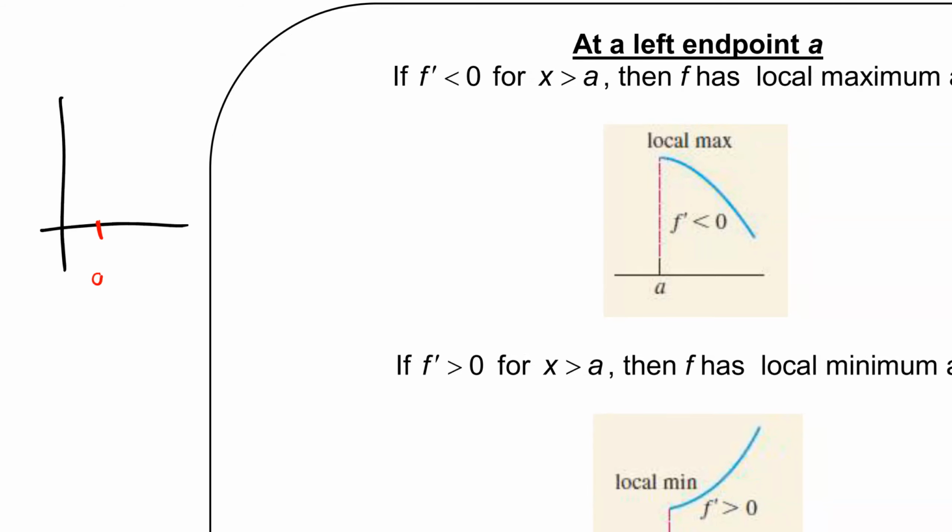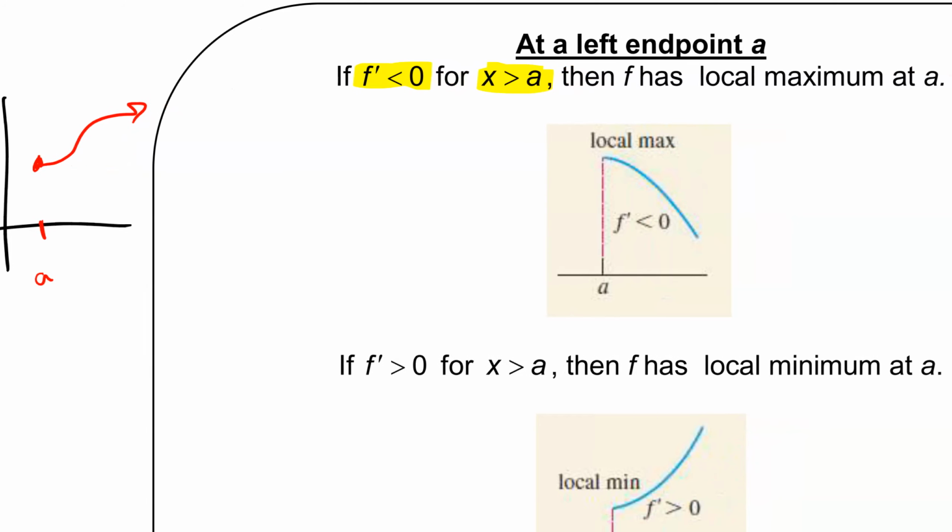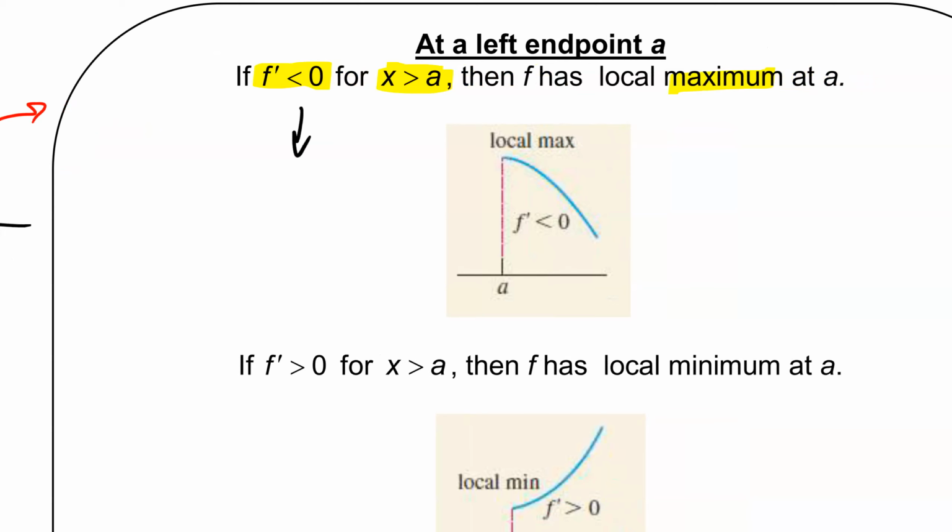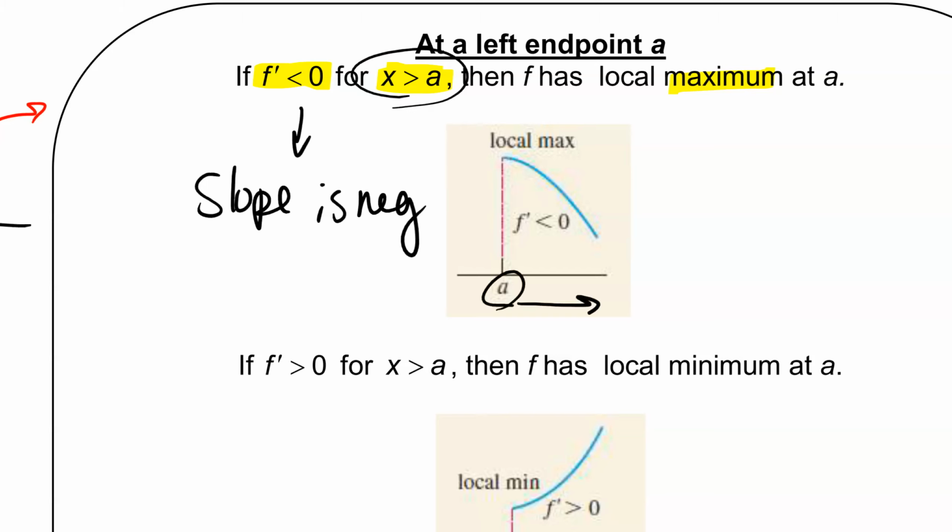So let's say I'm starting at A. All right, something like this, and maybe my graph goes that way. What I'm describing is, if f prime is less than 0 for x greater than A, if the slope, the derivative, is negative for all of our x values greater than our left endpoint, guess what's happening? If our slope is negative for all the x values greater than A, our endpoint, guess what A is? Our max.